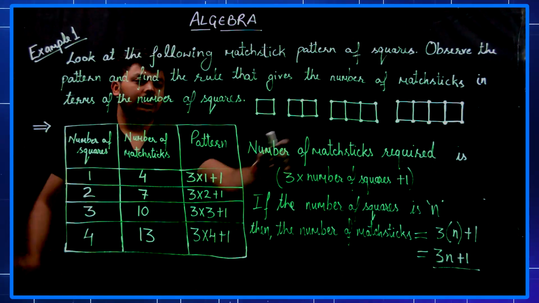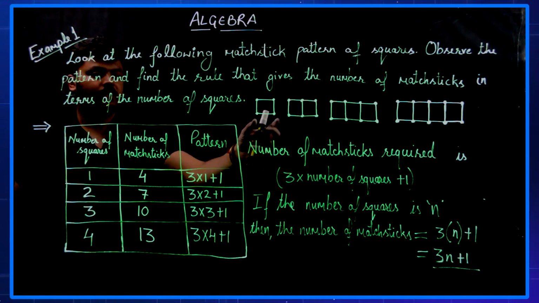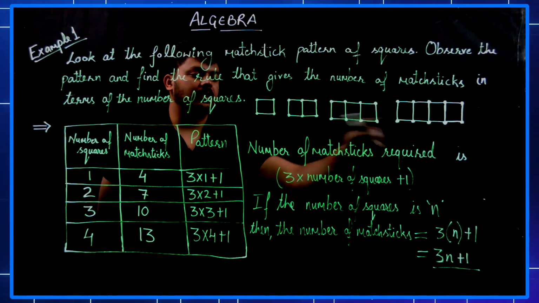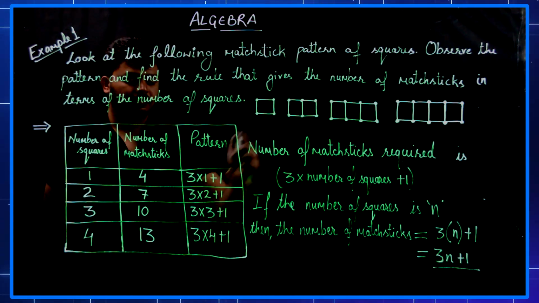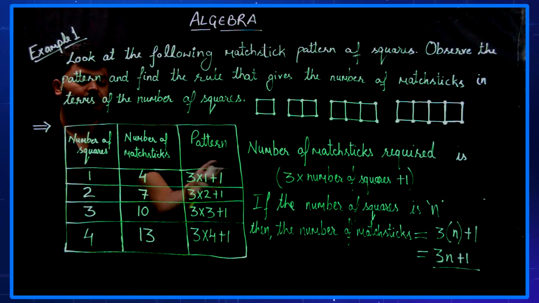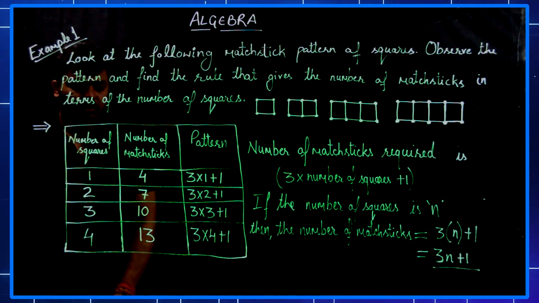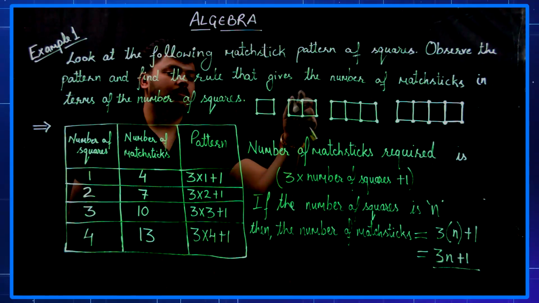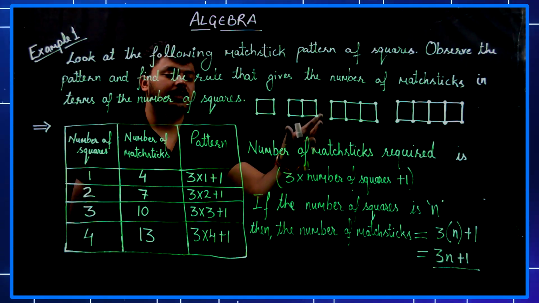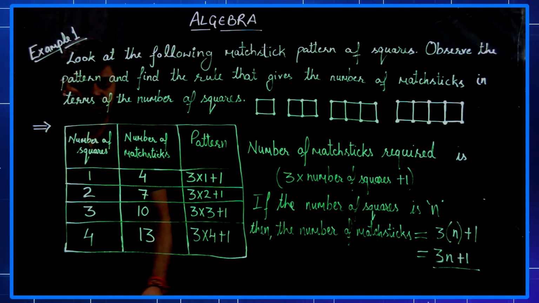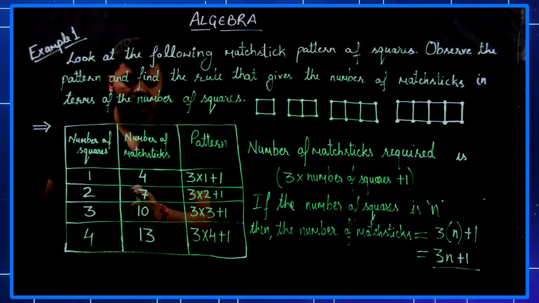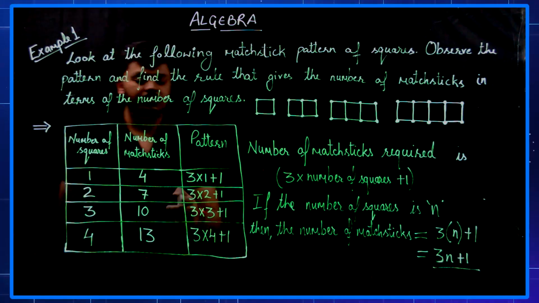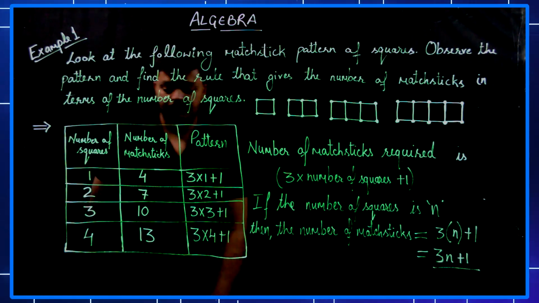So here is the pattern, and in this pattern we are given 4 figures. In the first figure, there is one square and the number of matchsticks is 4, and the pattern is 3 multiplied by 1 plus 1, as one matchstick becomes common when we move on to our next figure, adding one more square to this square. The number of squares in the second figure is 2 and the number of matchsticks is 7, so it becomes 3 multiplied by 2 plus 1.